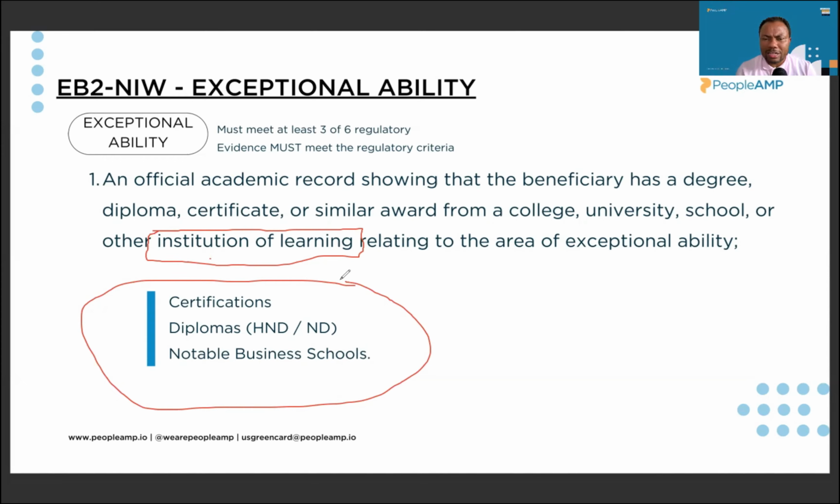All you need here is an official academic record that shows that you actually have a degree, or you have a diploma, certificate, or any other award from this institution of learning. If you can put this together and get a record of the documentation of all this, maybe transcripts, depending on the kind of certification or certificate that you got from those institutions, then you are very much good to go. Now, this is number one. So check yourself. Do you have this evidence? If you have this evidence, it means you are very good.